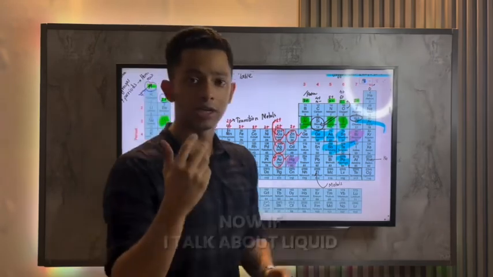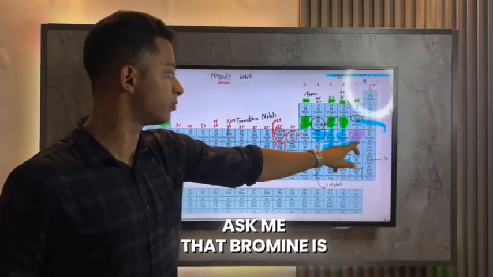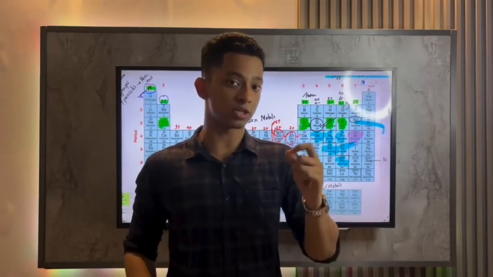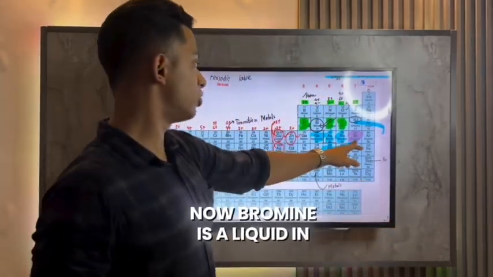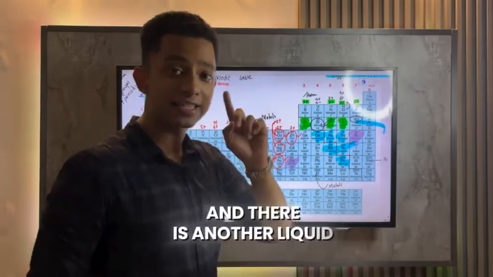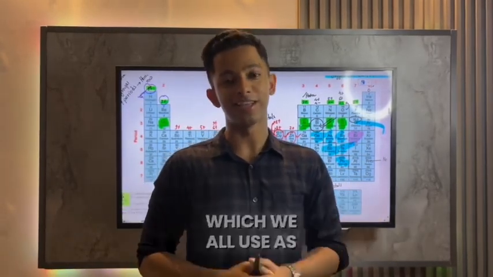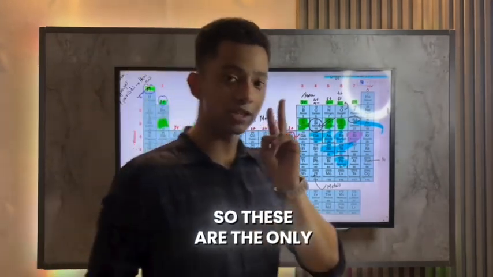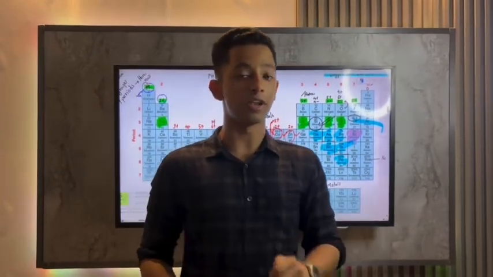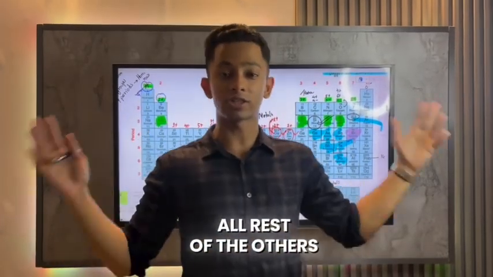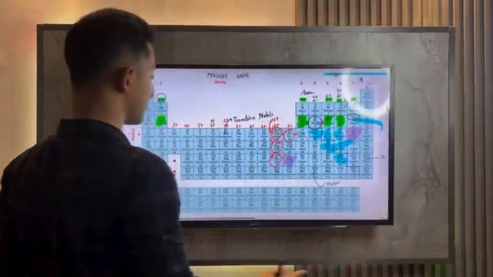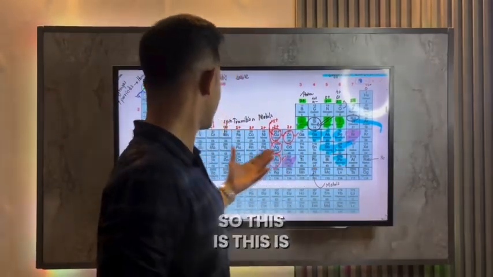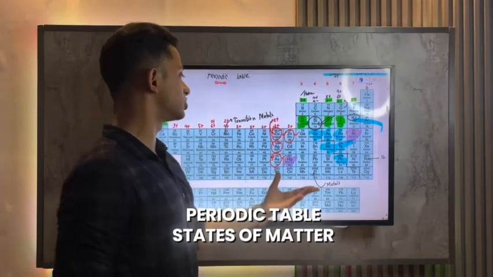Now if I talk about liquids, some of you might ask me whether bromine is also a gas, but bromine is not a gas at 25 degrees Celsius, which is room temperature. Bromine is a liquid at room temperature, and there is another liquid which we all use in thermometers, that is mercury, here in the transition metals. So these are the only two liquids in the periodic table, and all the other elements that are left are solids. So this is all about the states of matter in the periodic table.